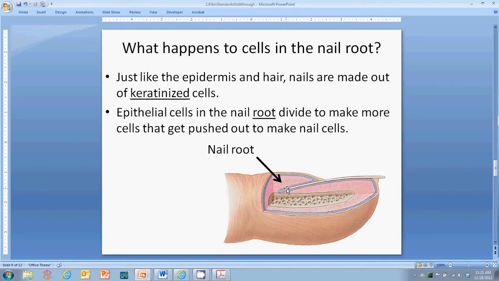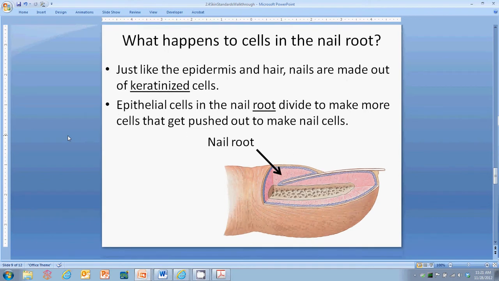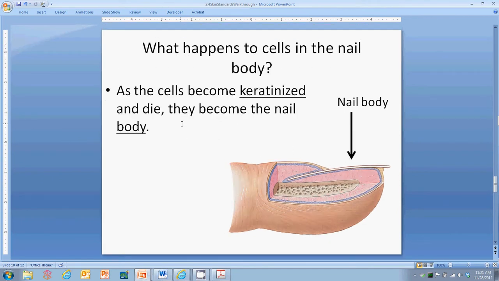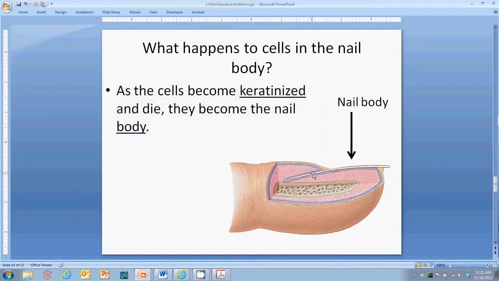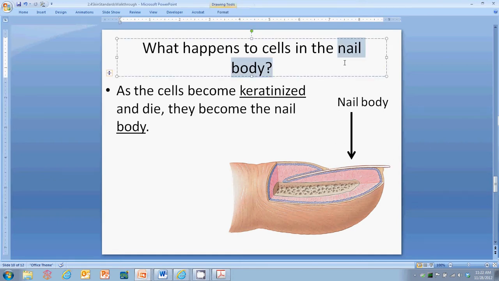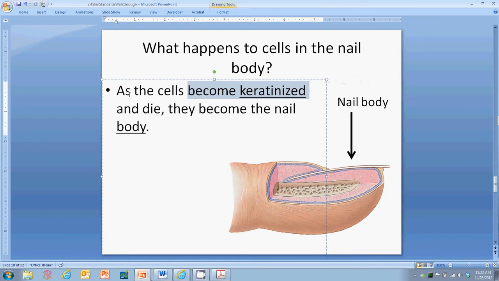Cells get pushed out, and they start going through the keratinization process to die and be strong and protective. In the nail body, cells are fully keratinized and they die. So it's about here, but coming out, the part you can see of your nail is dead. They're fully keratinized and they're strong and protective. So in the nail body, cells become fully keratinized and die.